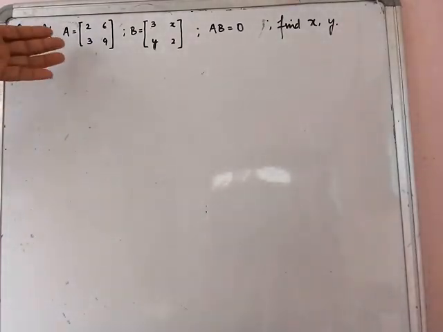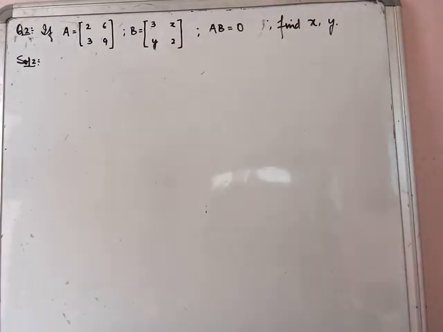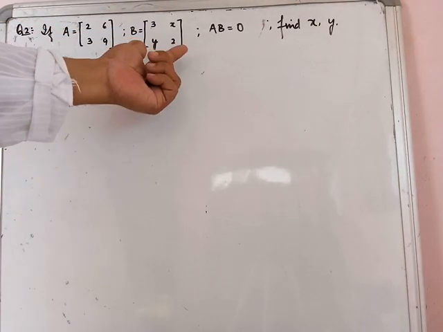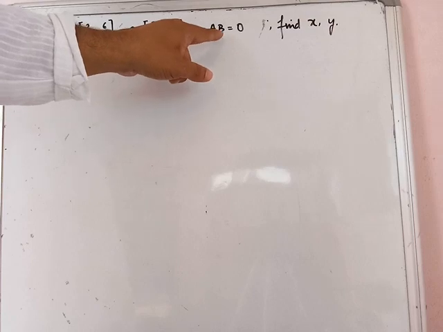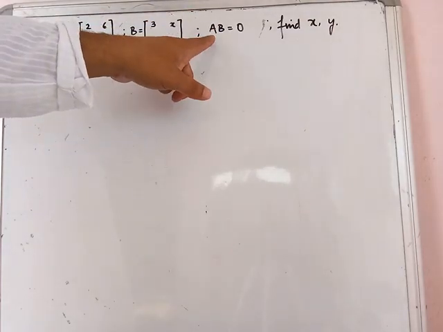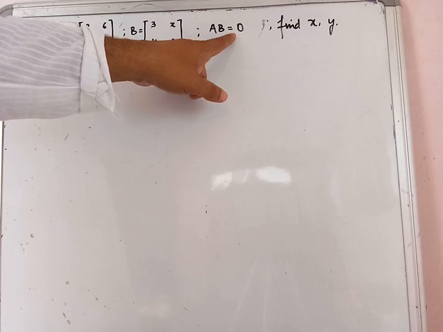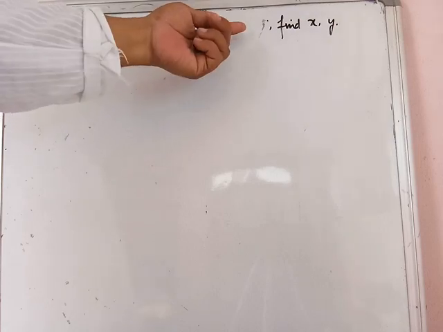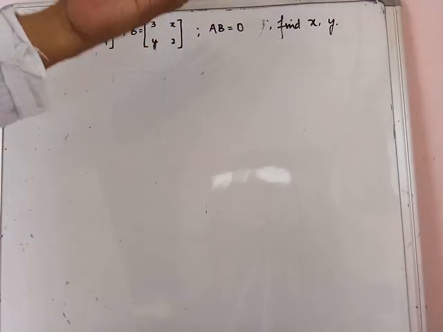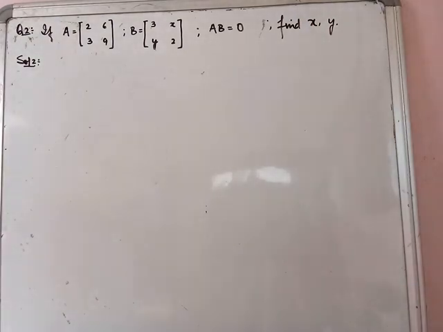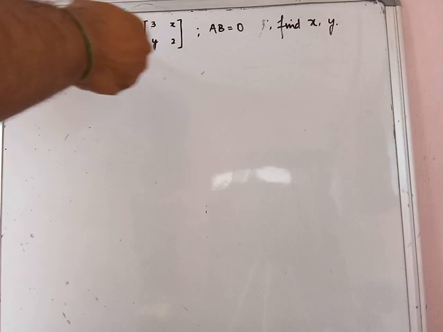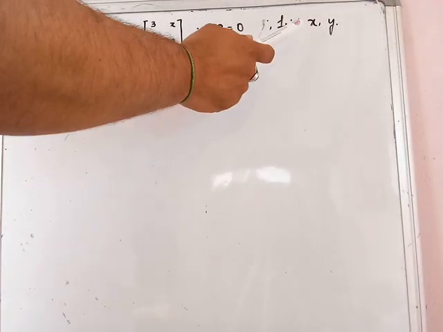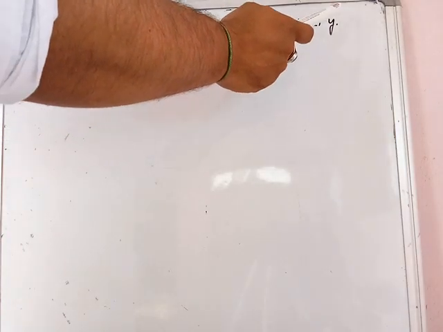So moving on, now we have the second question of today. If matrix A is this, B is this, and the multiplication of these two matrices in this order, A into B, is giving you another matrix O, which is basically a null matrix or a zero matrix. If you remember, we had discussed the zero matrix or the null matrix in which all the individual elements are 0. So based on these three given pieces of information, we have to find out the value of small x and small y.